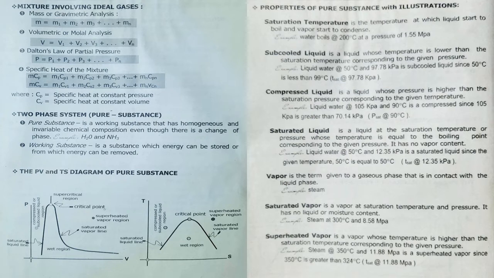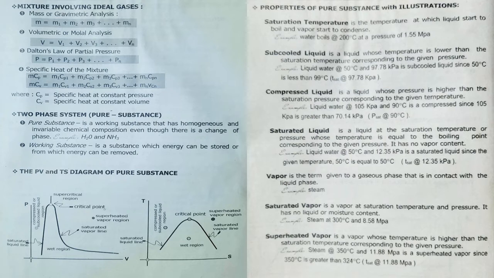Saturated liquid is a liquid at saturation temperature or pressure whose temperature is equal to the boiling point corresponding to the given pressure. It has no vapor content. Example, liquid water at 50 degrees Celsius and 12.35 kPa is a saturated liquid, since the given temperature, 50 degrees Celsius, is equal to Tsat at 12.35 kPa. Look at this in your thermodynamics table, the steam tables. Please practice this one. You should already know this from Thermodynamics 1.